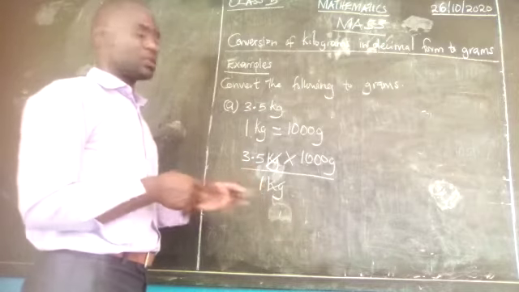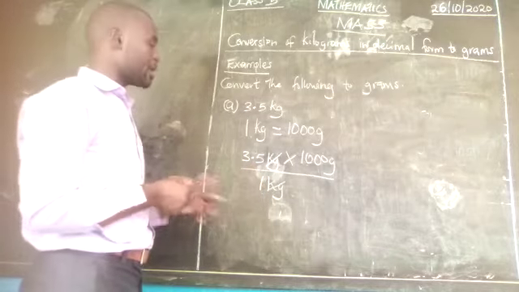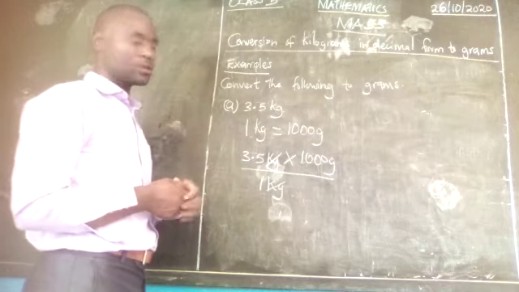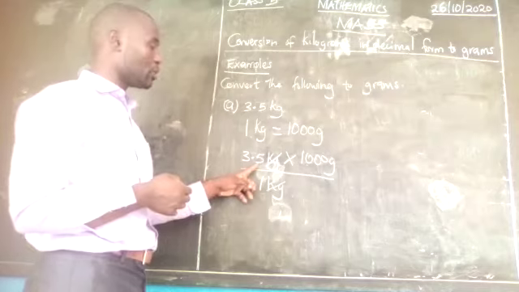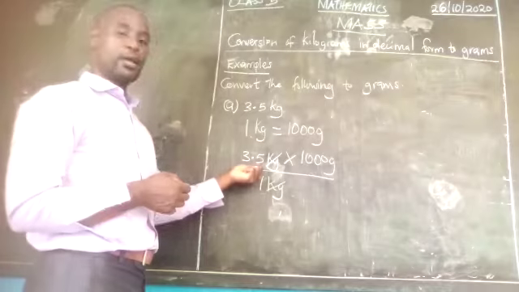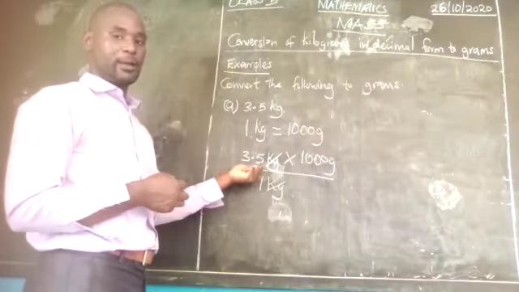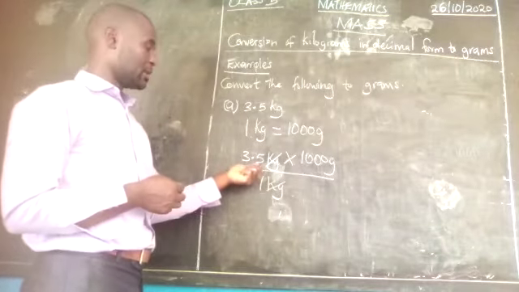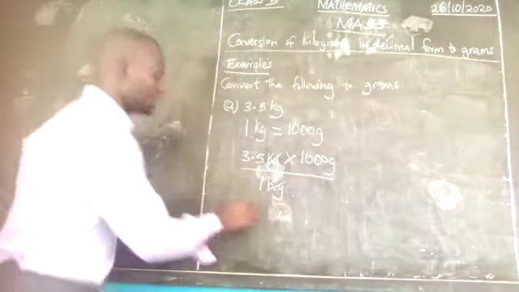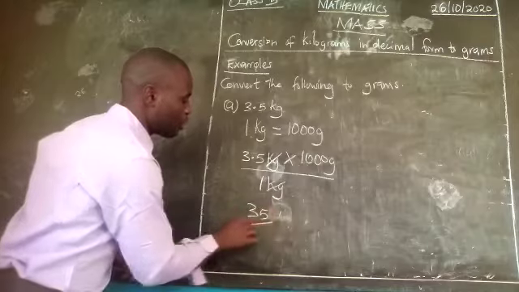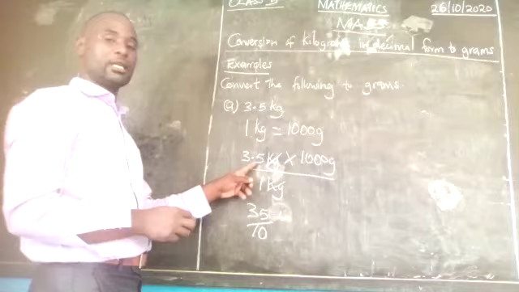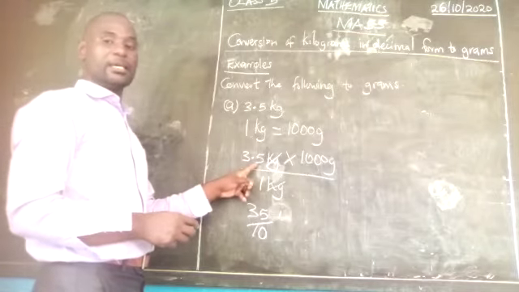How will we change 3.5 into a fraction? We count the place values of the decimal points. So how many decimal places do we have here? 1. What is the place value of 5 in this number? It is 10. So 3.5 converted into a fraction will be 35 all over 10, because it has one decimal place. And the place value here is 10.